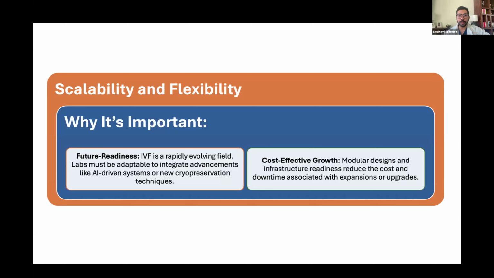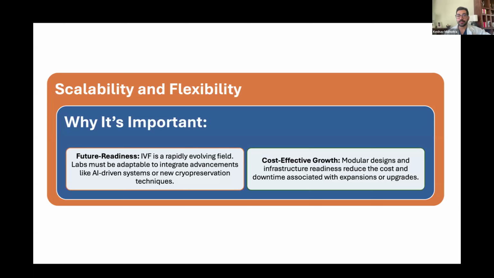Because imagine you've built a laboratory in a 10 by 10 room, and then suddenly your center starts doing very well and you have very high numbers, and your laboratory is not sufficient to cater to those numbers. You try and maximize it by stacking incubators one over the other, and then increasing work hours, etc. But ultimately, you're not future ready.